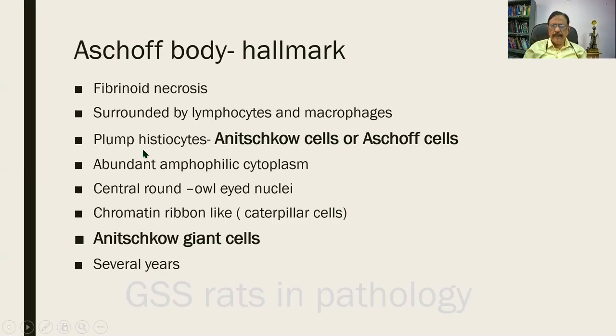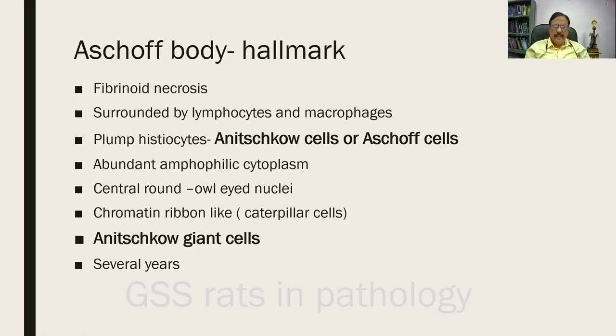There are some plump histiocytes, which are called either the Anitschkow cells or the Aschoff cells. They have got abundant amphophilic cytoplasm, and they have got a nucleus with an owl-eyed appearance. I will be showing you the pictures in the next slide. The chromatin is dispersed like a caterpillar. And in addition to all these, there can be the Aschoff giant cells.